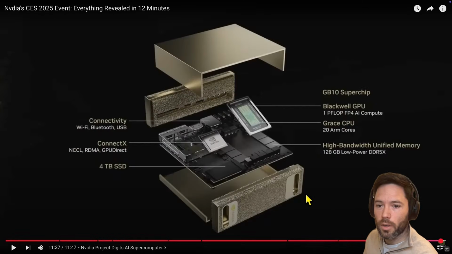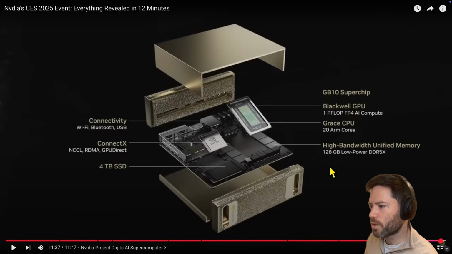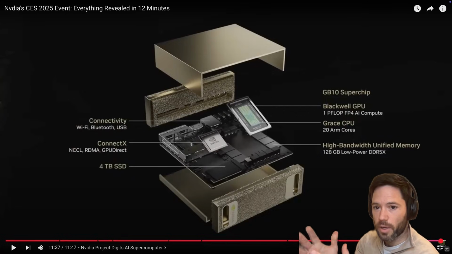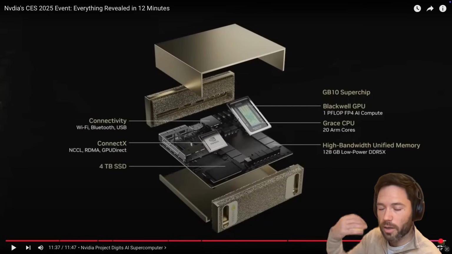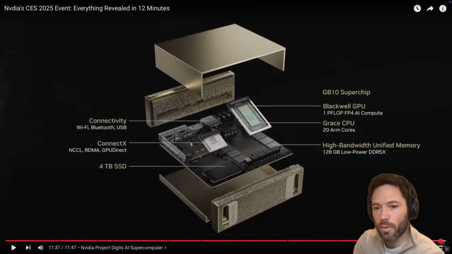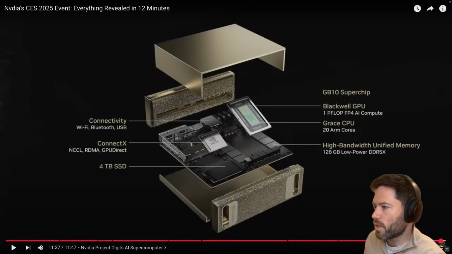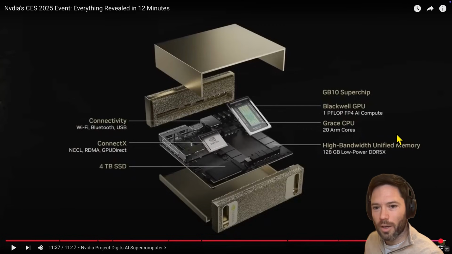Here's a quick look at a mock-up of the device. It's got 4 terabytes of hard drive, so a lot of space for model weight storage. It's got 128 gigabytes of VRAM, so you should be able to store a model in 8-bit very easily. You should be able to fit a model in 8-bit fully onto that VRAM if it's even 70 billion parameters in size. And you can see that it operates at 1 petaflop of FP4 AI compute.